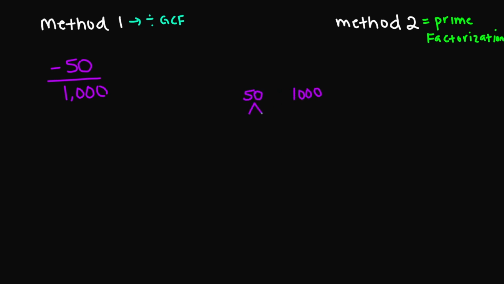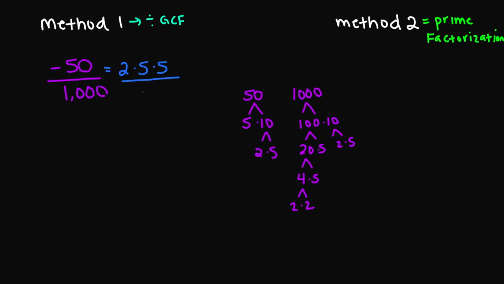So 50 is going to be 5 times 10. My 10 is 2 times 5. My 1,000, we have 100 times 10. My 100 is 20 times 5. My 20 is 4 times 5. My 4 is 2 times 2. And my 10 is 2 times 5 here. Right, so my 50, we said, is 2 times 5 times 5.